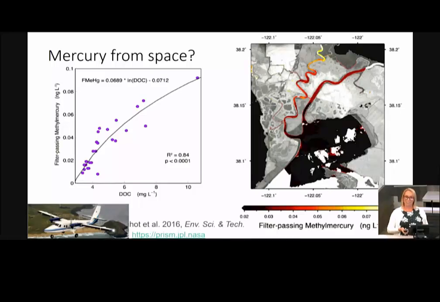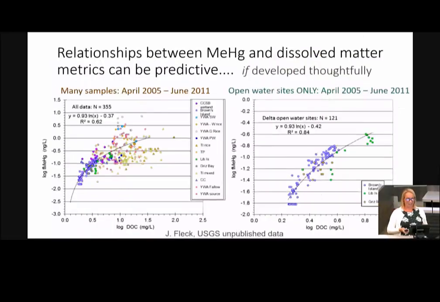This isn't from space yet, but hopefully one day we'll get there. So if we start thinking about these relationships, in order to get to that Mercury from space, what we really need to do is start thinking about these relationships between Mercury and other non-Mercury water quality metrics. So what we are seeing here are two scatter plots.